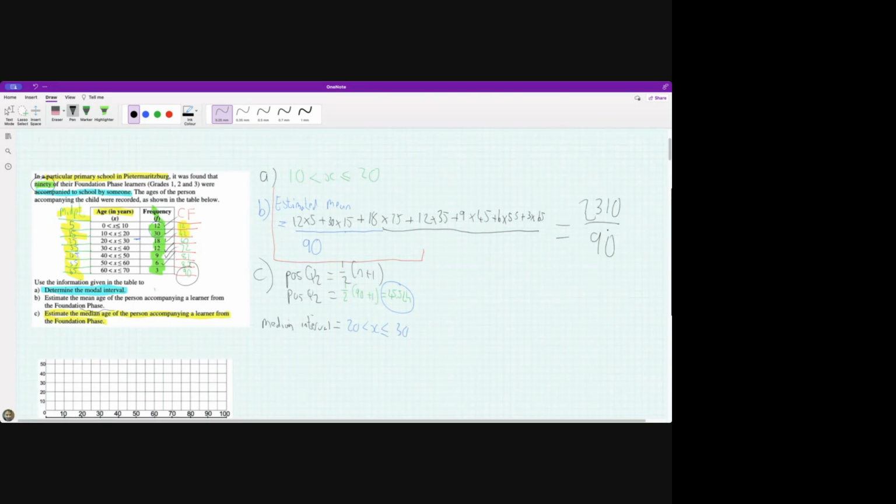Did you get the same? What are you getting for your final answer? I get 25.67.